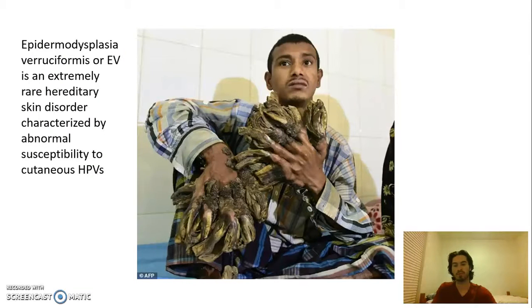So this next slide is an interesting case. It's extremely rare and known as epidermodysplasia verruciformis, or EV, and essentially it's an extreme susceptibility to certain types of HPV. You get that extreme rapid growth of your cells and replication and warts, and they begin to harden, and you get these tree-like, trunk-like appendages. It's known as tree man disease, one of the common names for it.